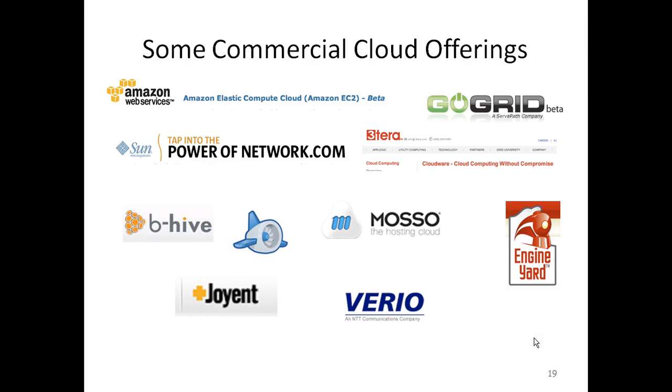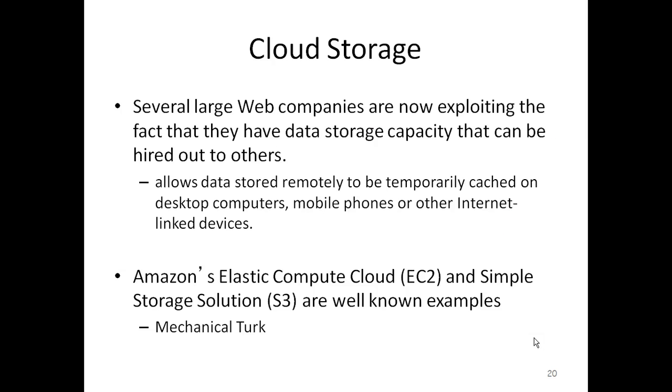Some of the commercial cloud offering companies are Verio, Mosso, and Joyent, and there are many more, like Amazon, Sun Microsystems, and others. They mainly use cloud platforms to store their data and also retrieve the data from the cloud. With cloud storage, several large web companies now allow data to be held remotely and temporarily cached on desktop computers. They are totally dependent on the internet and take the data from the cloud, which can be remotely operated. It is not permanent data, but can be used like cache memory.